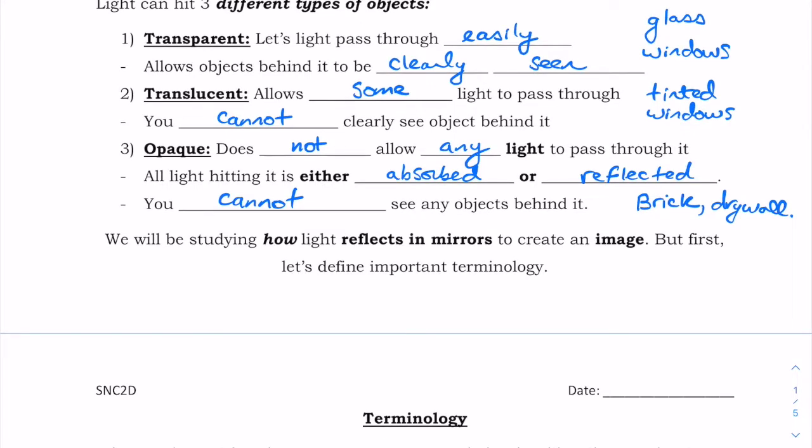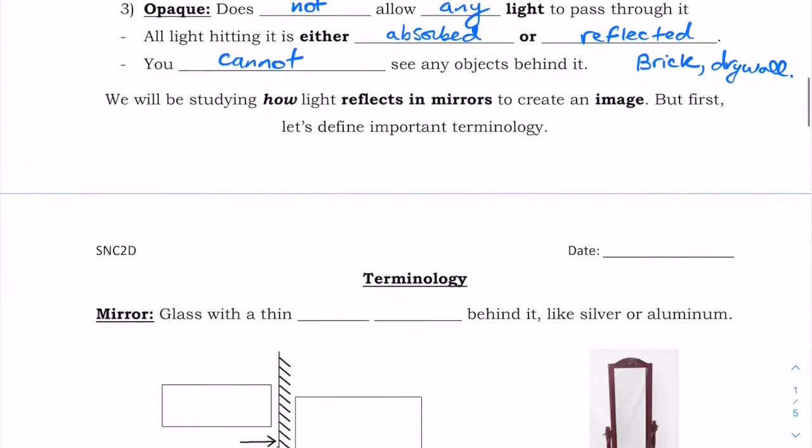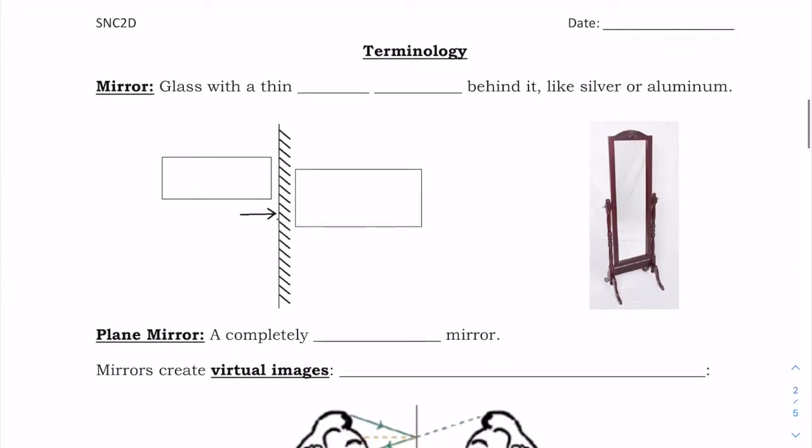So what we're going to do next is study some properties of mirrors. We're going to look at how light reflects in mirrors to create an image. But first, we'll need to define some terminology associated with mirrors. First of all, what is a mirror? Well, mirrors are just glass that have a thin reflective film behind it. Examples would be silver or aluminum, and we can see this in the picture below. So we usually use this diagram to represent a mirror. The straight line on the left represents the reflective surface.